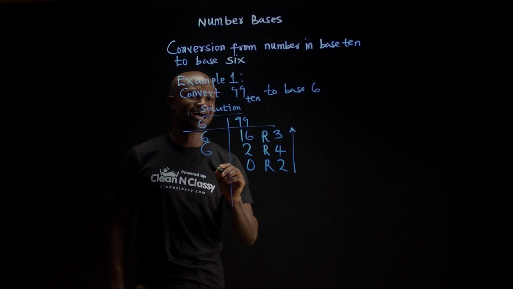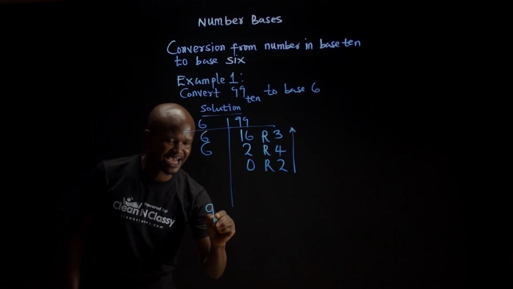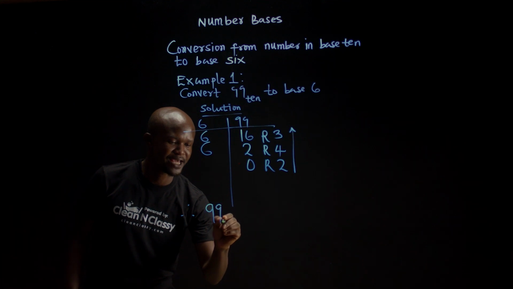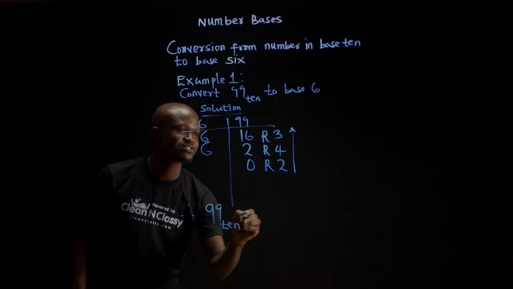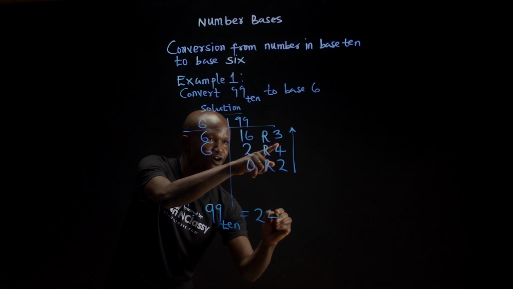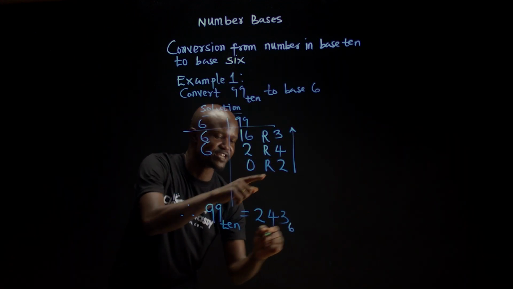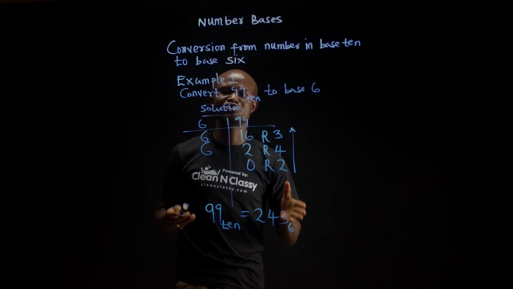Then we conclude our answer. We have 99 base 10 to what base? The first number down, 2, 4, 3. Base what? That's base 6. That is the solution to the problem.